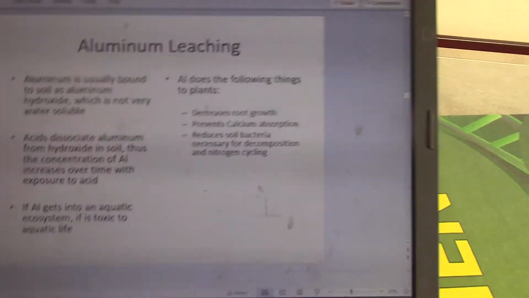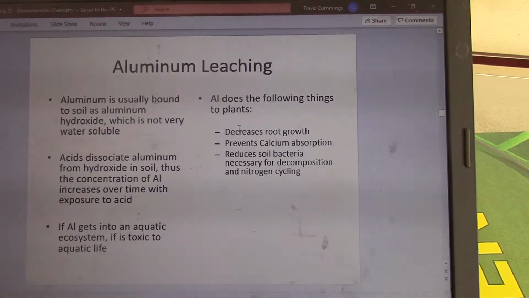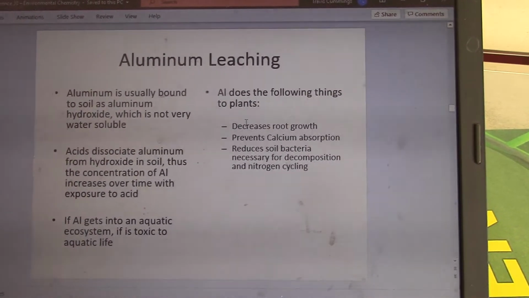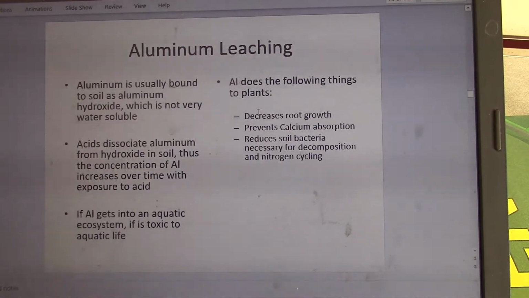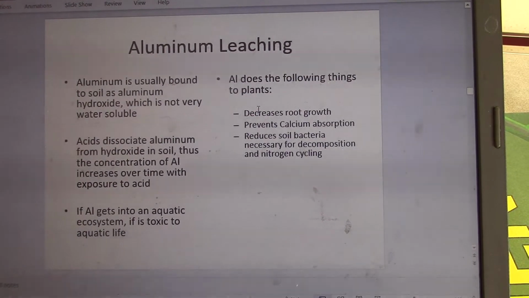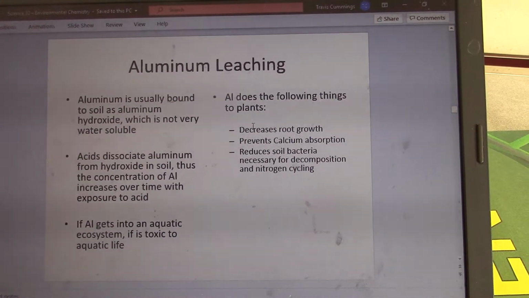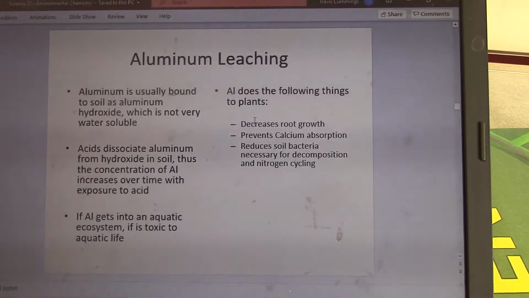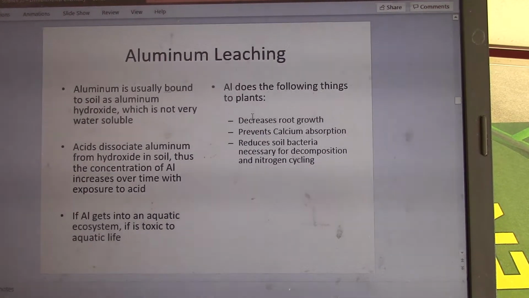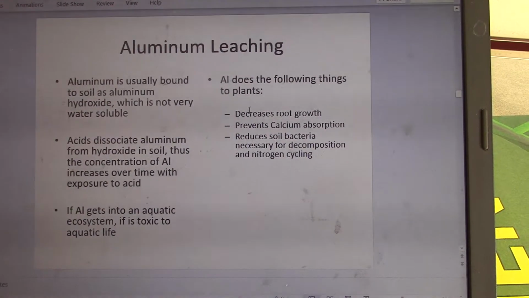Okay, so aluminum itself is usually bound to the soil as aluminum hydroxide, which is not very soluble. And the acids dissociate aluminum from the hydroxide in the soil. So the hydrogen will separate the aluminum from the soil. So what happens is the aluminum ion increases over time with exposure to acid. And the aluminum is really toxic. So what does it do?